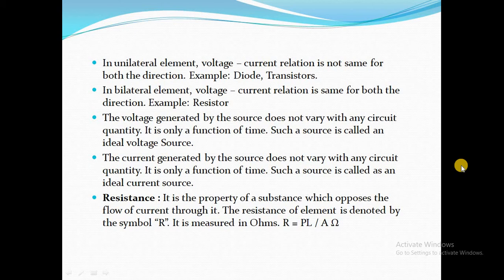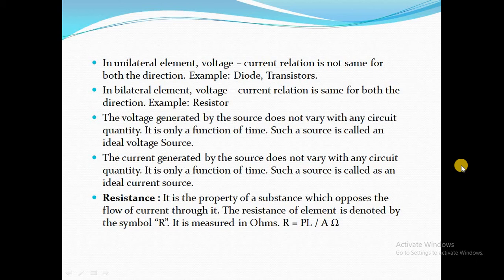In unilateral elements, the voltage-current relation is not the same for both directions, for example diodes and transistors. For diodes and transistors, being unilateral elements, this relation will not hold. In a bilateral element, the voltage-current relation is the same for both directions, for example a resistor.